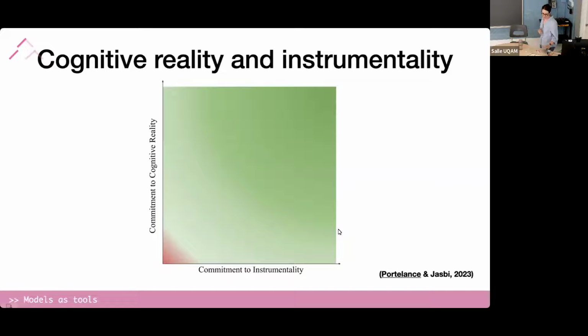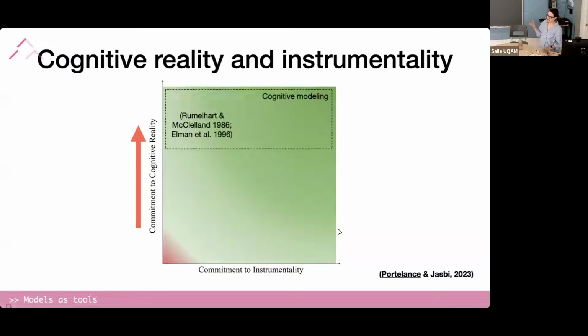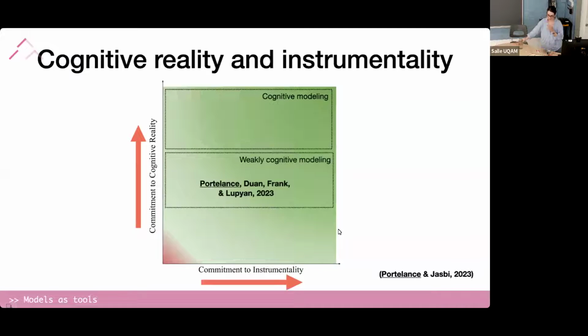So on the one hand, if you were designing a cognitive model, we may be trying to maximize for cognitive reality in some way. And this would be these early cognitive models, dating all the way to the mid-2010s. But on the other hand, we may also want to start thinking about instrumentality as a valid direction in which we might consider pushing our model. So the project I just showed you, a weakly cognitive model, may not make as many commitments to cognitive reality, but also gives us some commitments to instrumentality.